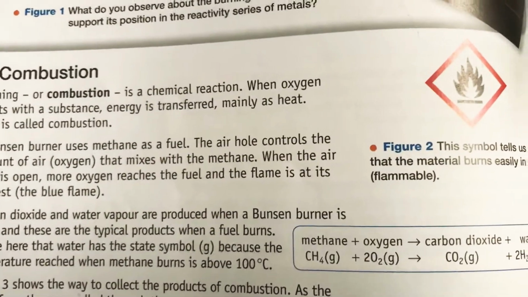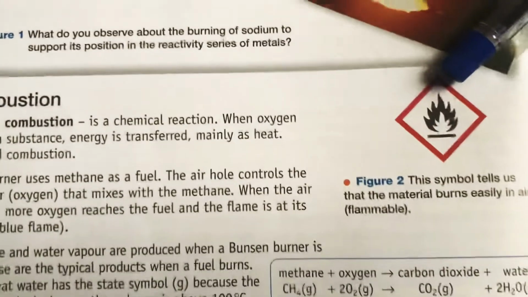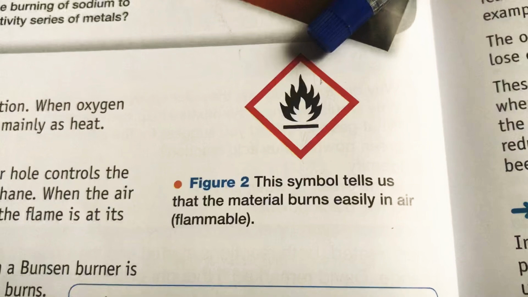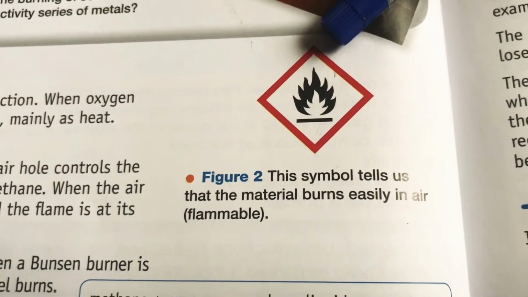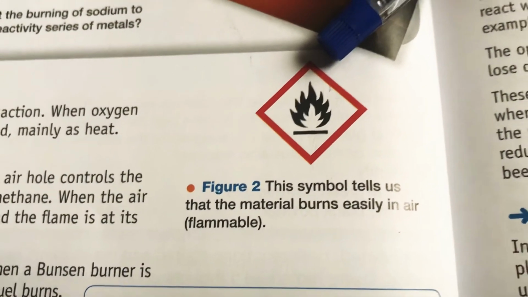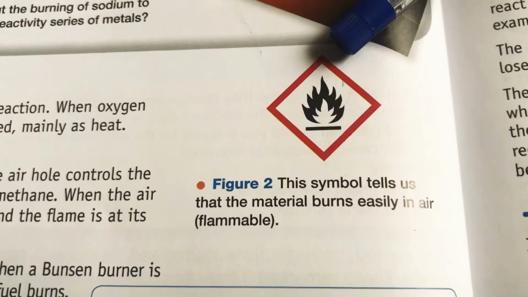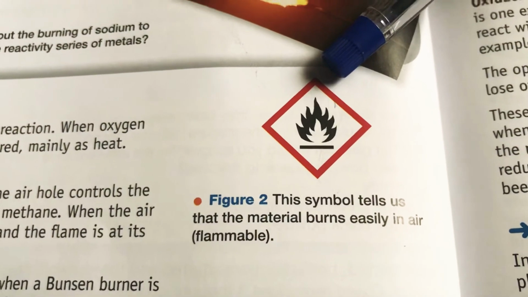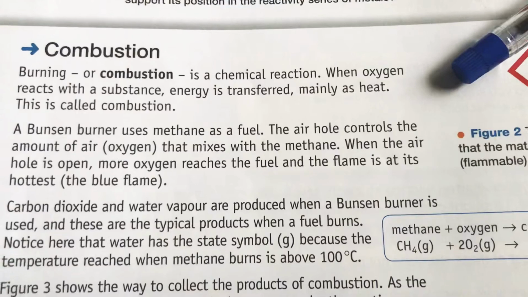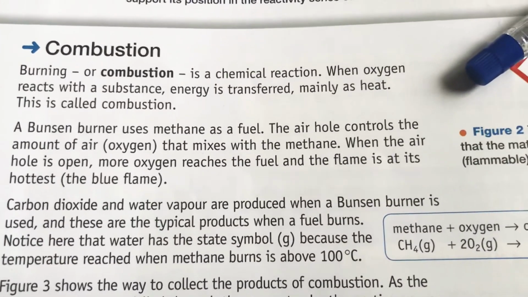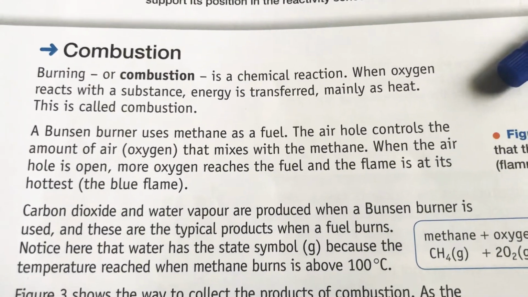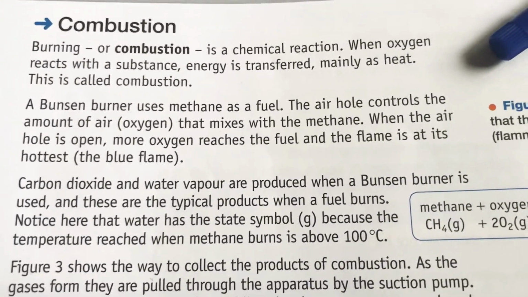Now, combustion. We've seen this hazard symbol several times when we're doing experiments. This symbol tells us that the material can burn very easily in air. Flammable is the key term that's used for that. But you can also find the word inflammable, and they actually mean the same thing. The meaning of the word combustion is a reaction where a substance will react with oxygen. Normally that oxygen is provided from the air.